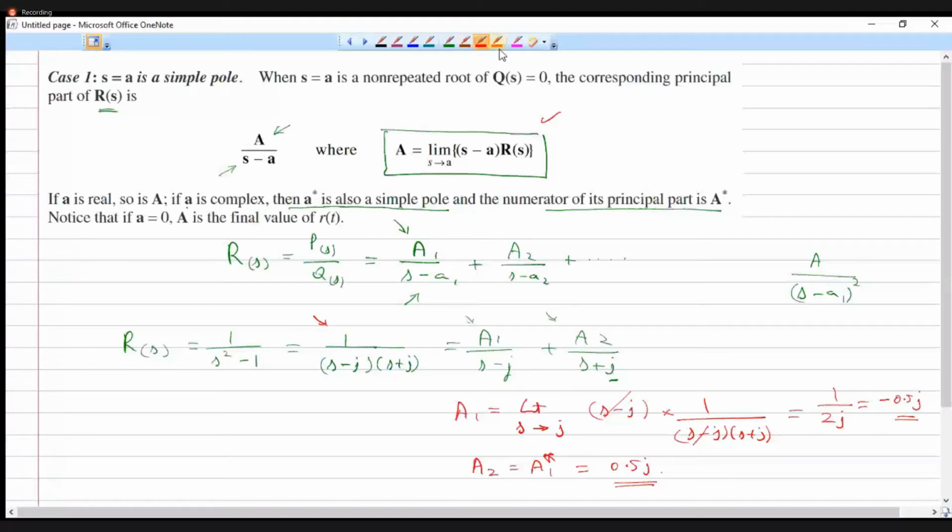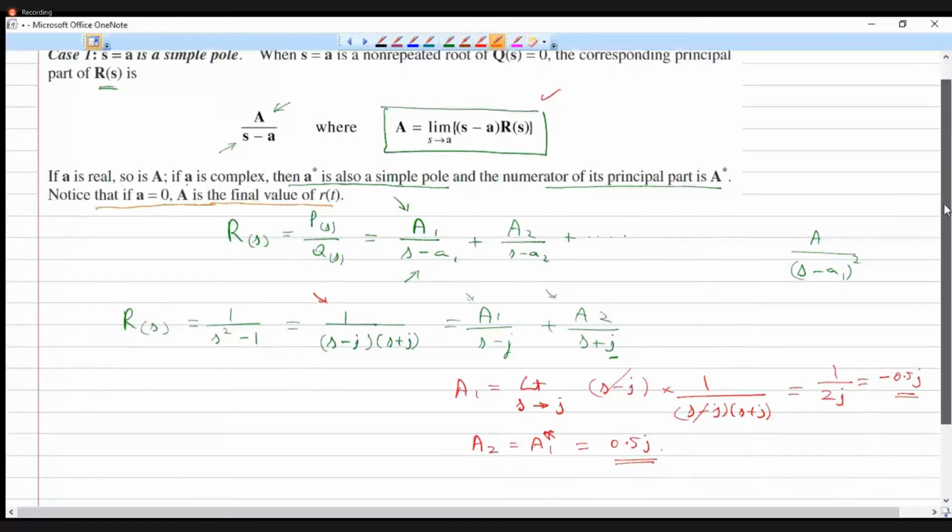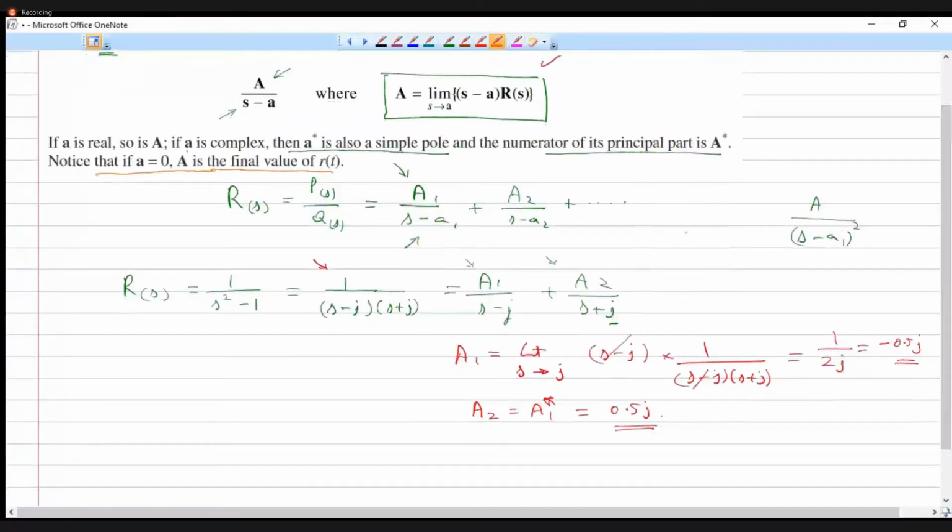And the third property told here is, if a is equal to 0, then a is the final value of r of t. Let us take a new function, say R of s is equal to 1 by s into s minus a. If you consider the first s, here we do not have any term subtracted, so the value of the pole here is equal to 0. In such a case, I apply the partial fraction equation. So I split this as a1 by s plus a2 by s minus a.